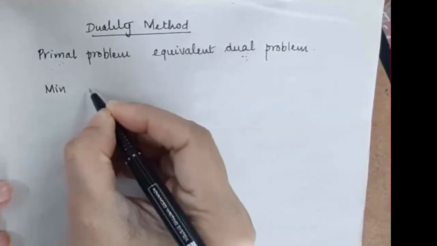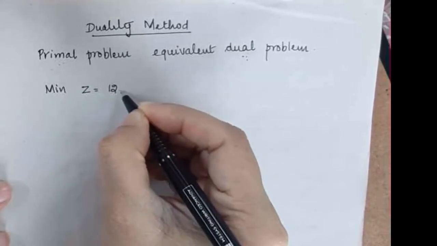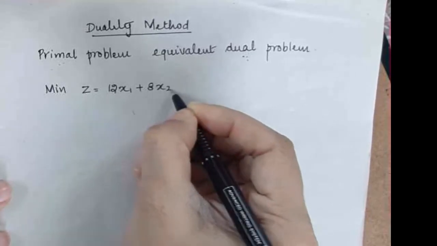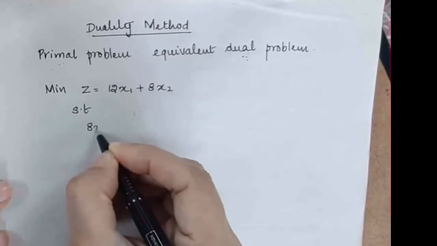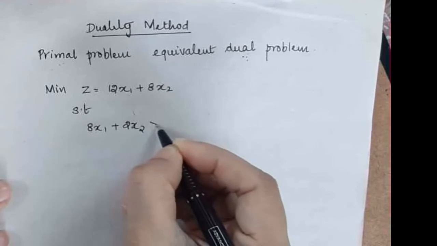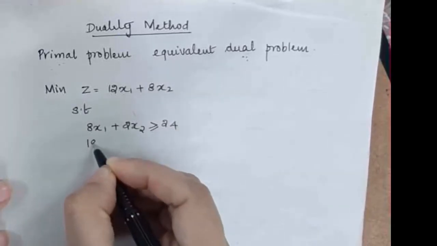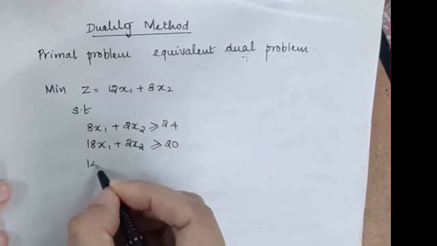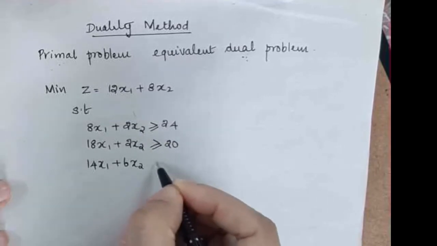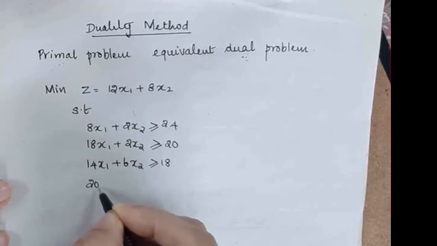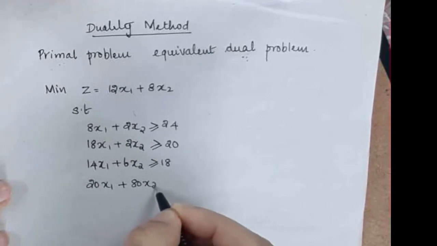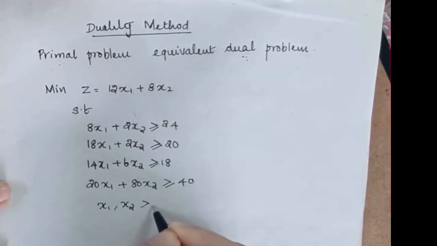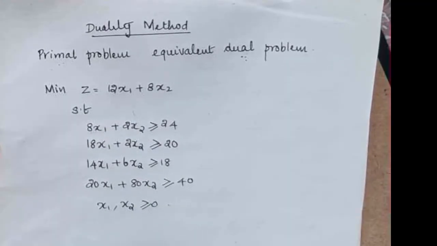Minimize z is equal to 12x1 plus 8x2, subject to 8x1 plus 2x2 greater than or equal to 24, 18x1 plus 2x2 greater than or equal to 20, 14x1 plus 6x2 greater than or equal to 18, 20x1 plus 80x2 greater than or equal to 40, x1, x2 greater than or equal to 0. This is the problem that you have. Now we have to convert this to dual.